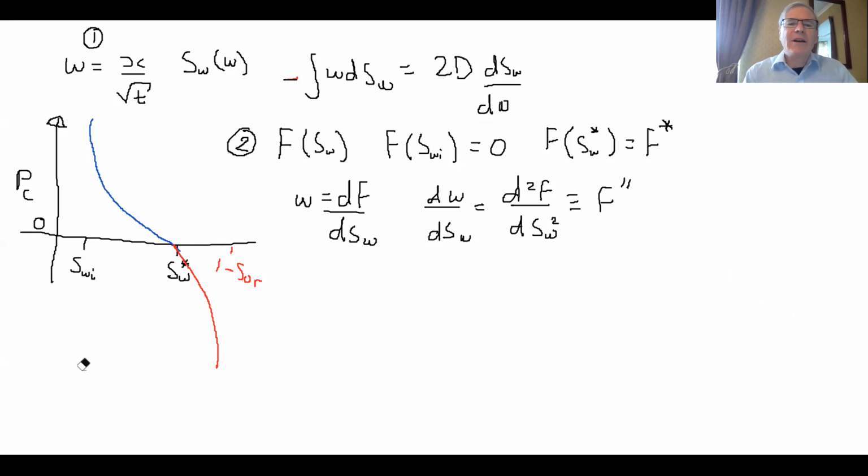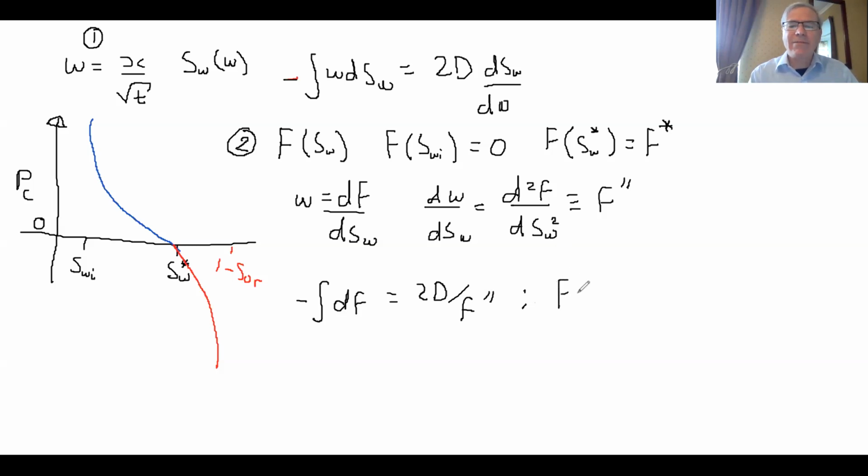Let's have a look at what we had at the top. We've got w dsw. W dsw is just df, so we've got minus the integral of df. If you can't see this, w dsw is here. That's just df, equal to ds by dw, which is the inverse of dw by ds, so it's 2d divided by f double star. So I think we can integrate df, can't we? Suddenly everything is becoming very easy.